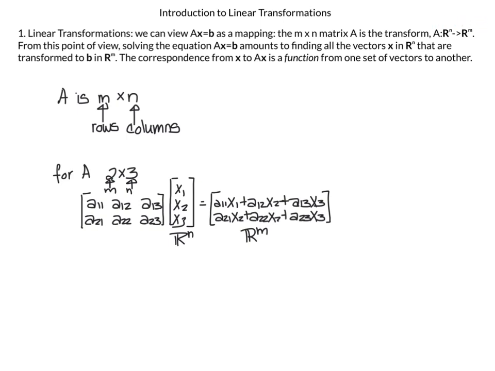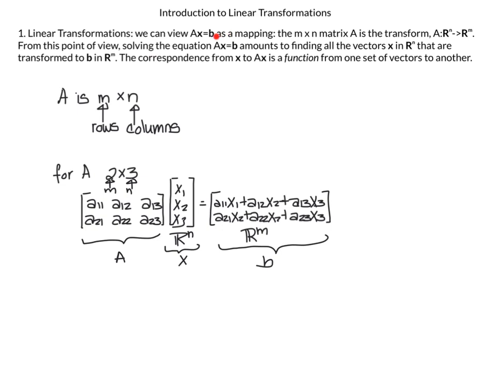So again, A is an m by n matrix, so it's going to take vectors in Rn and map them into Rm. From this point of view, solving the equation Ax equals b, so now here is my matrix A, here is my vector x, and here is the solution that I want, b, which can give us this next statement.